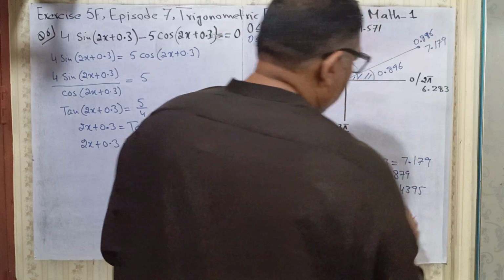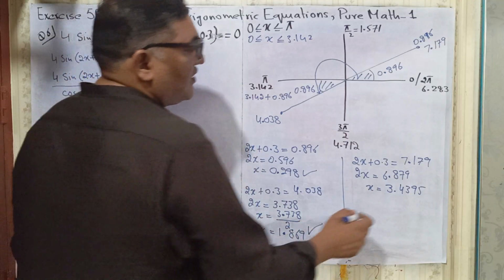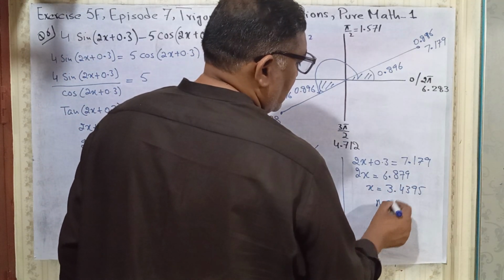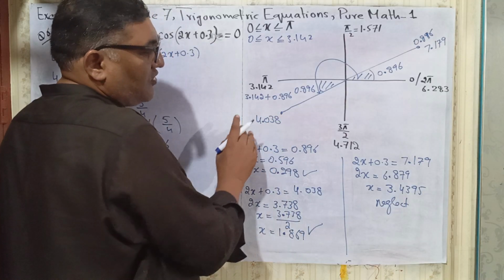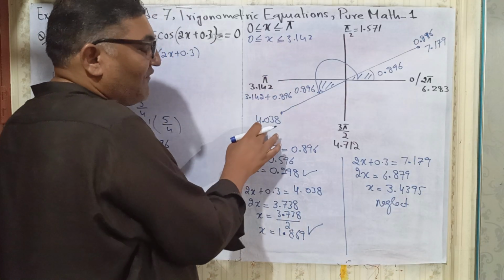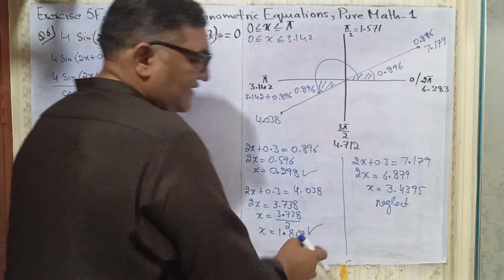3.4395 radians. But you see, this is not in this range. This is out of this range. So just neglect this. I'm not going to add 2 pi to it, because the value of x it will give will be out of this range. So I think this is the answer.